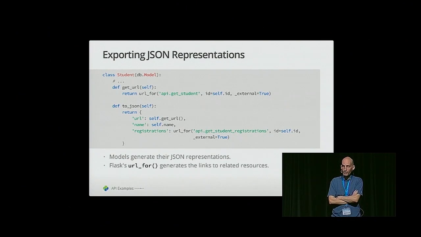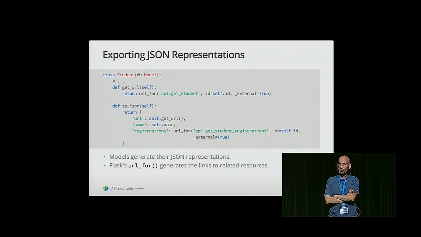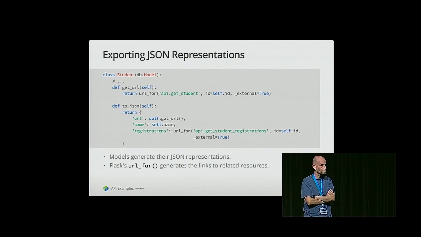I'm not hard-coding my URLs. That's bad. Flask knows what all the URLs in my API are, so I can tell Flask to generate the URL for me. For that, I give it the name of the function that handles that URL, which is getStudent, and any arguments that the URL needs. And I request that the URL be external. That means that I want the scheme and the host name, all of that in the URL. It's a fully qualified URL.